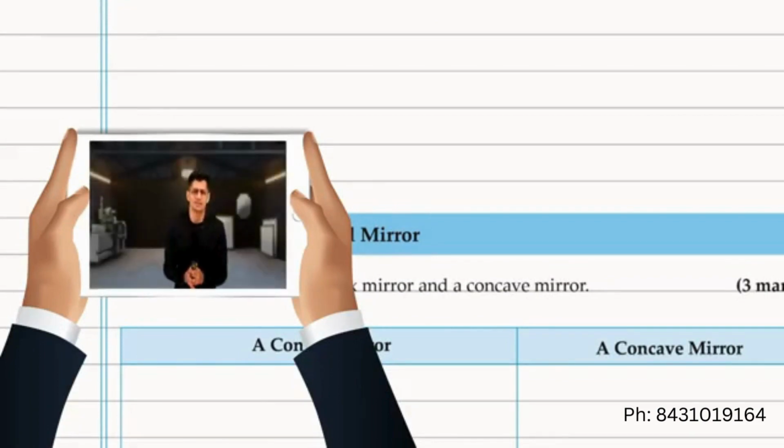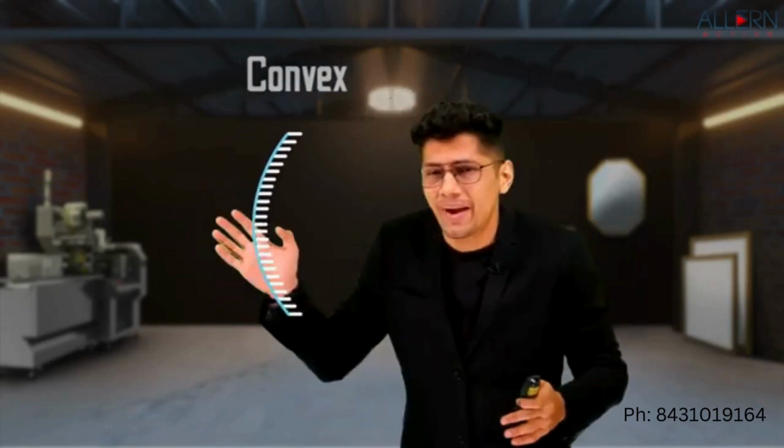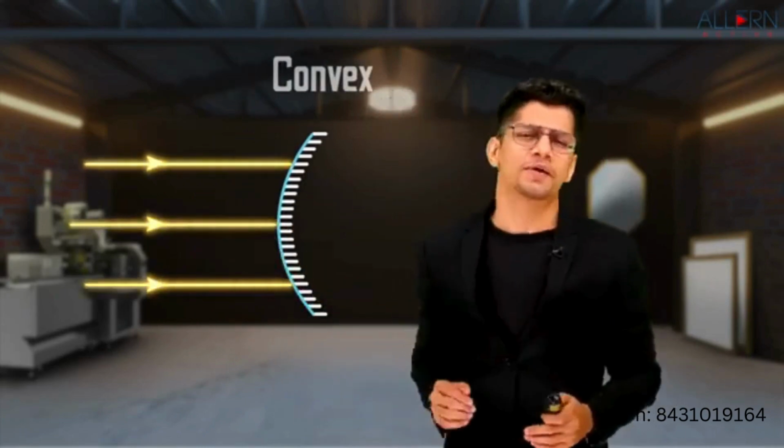So now that we have understood how spherical mirrors are made, now we need to understand reflection of light from spherical mirrors. For that, what we need to do is incident some parallel rays of light on both the mirrors. So let us incident parallel rays of light on a convex mirror.